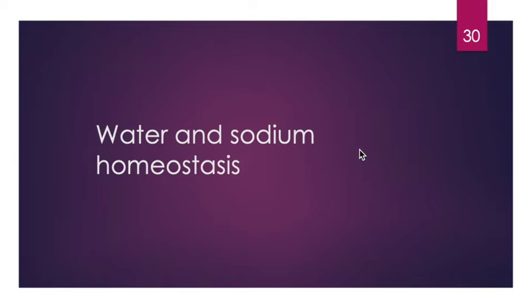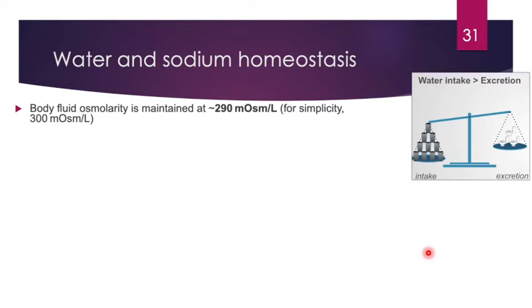The third learning outcome for this lecture is water and sodium homeostasis. So basically, water and sodium homeostasis is how the volume of water or the amount of sodium are balanced in our body. Body fluid osmolarity is maintained at a value of about 290 milliosmol per liter, or for simplicity, 300 milliosmol per liter. Even small deviations in body fluid osmolarity will produce hormonal responses that will alter water reabsorption by the kidneys, which will attempt to return osmolarity back toward the normal value.